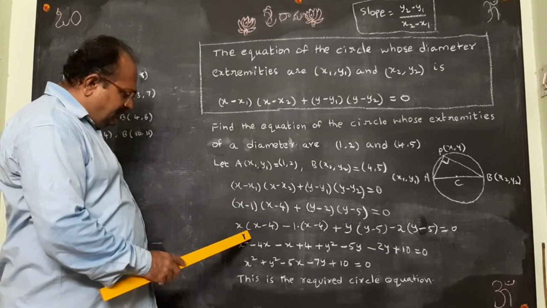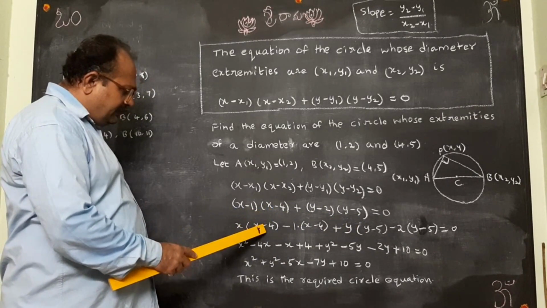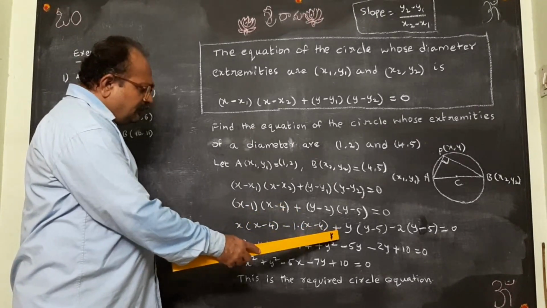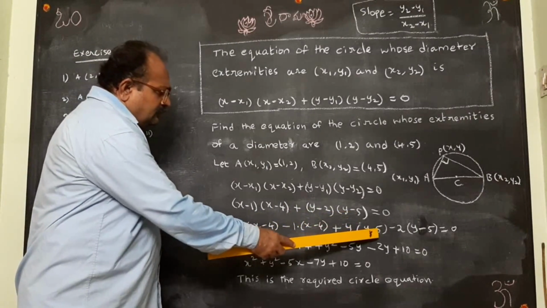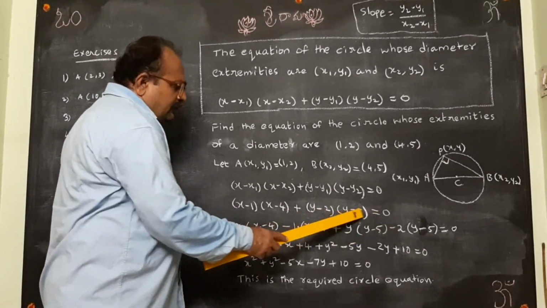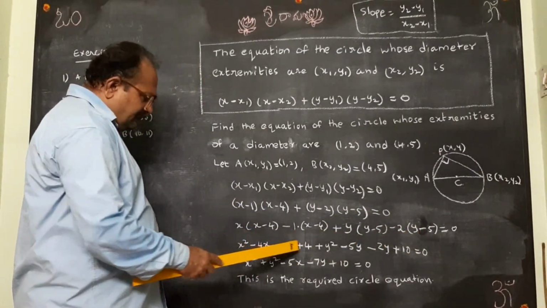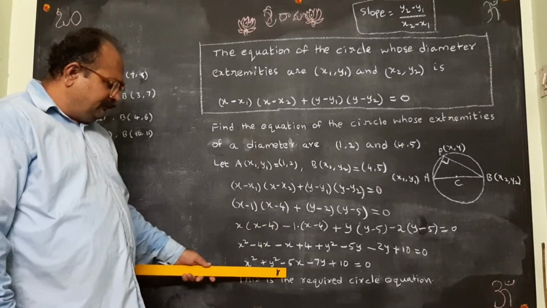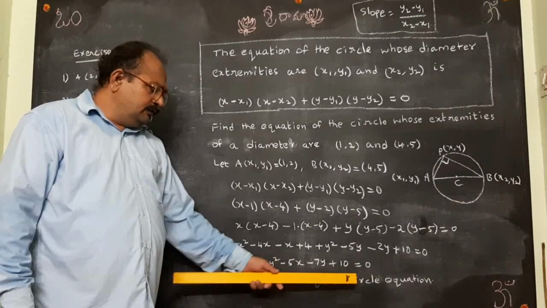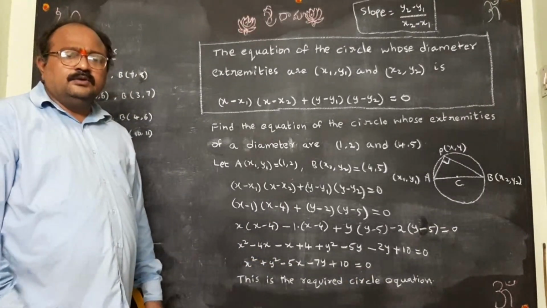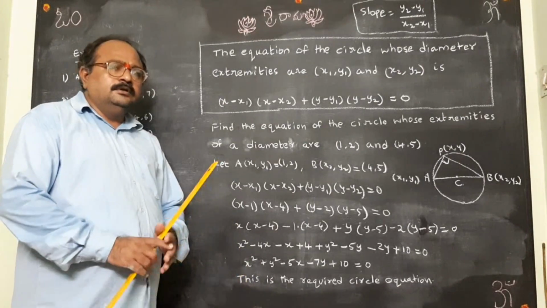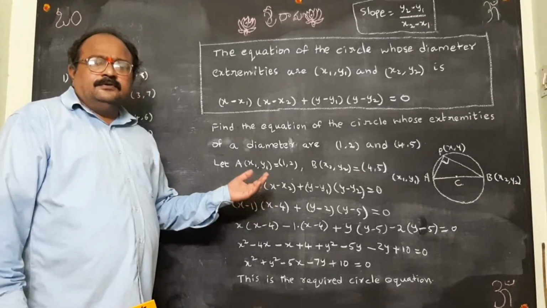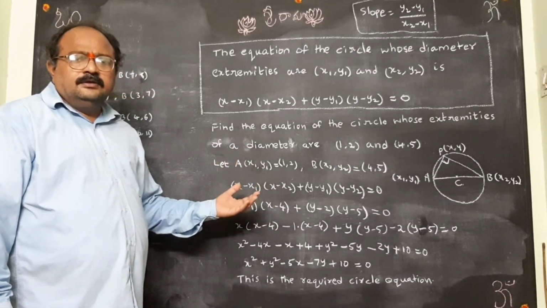Now on expanding this one, x multiplied by this bracket minus 1 into this bracket, plus y into (y minus 5) minus 2 into (y minus 5). So now on expanding and simplifying this one, we get the required equation: x square plus y square minus 5x minus 7y plus 10 equal to 0. So this is the required circle equation. This is how we have found the equation of the circle when the endpoints of a diameter of a circle are given.